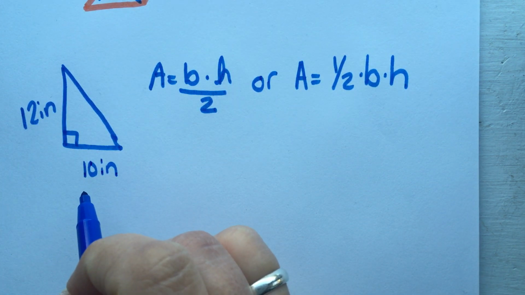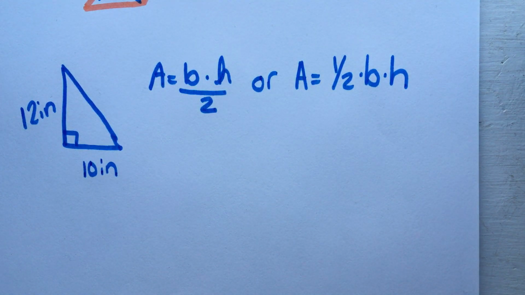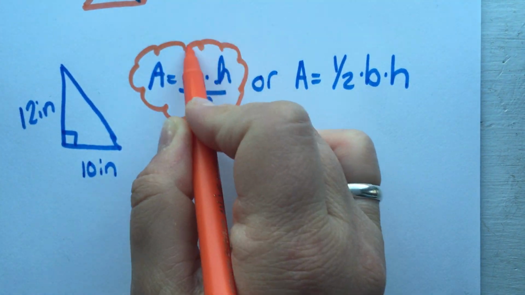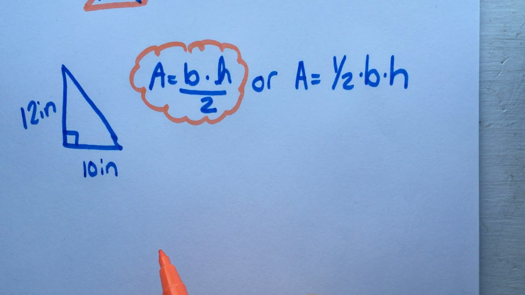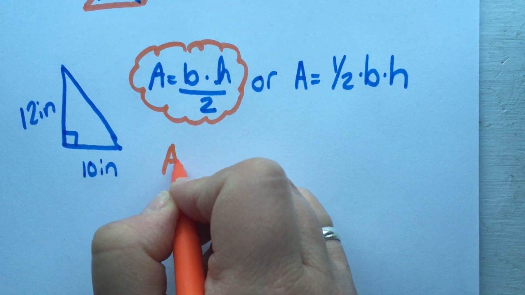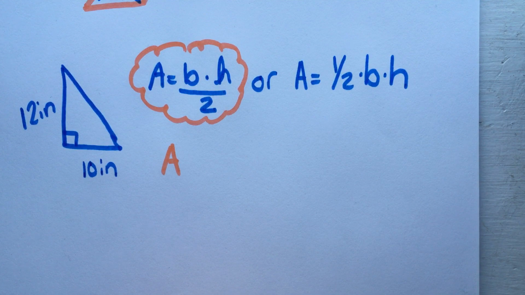I'm going to do the same thing that I've always done. I'm going to take my formula. In this case, I'm going to use this one. And that's the one I'm encouraging you to use because it makes sense for us right now. And plug in the numbers that I know. I don't know the area at the moment, okay?